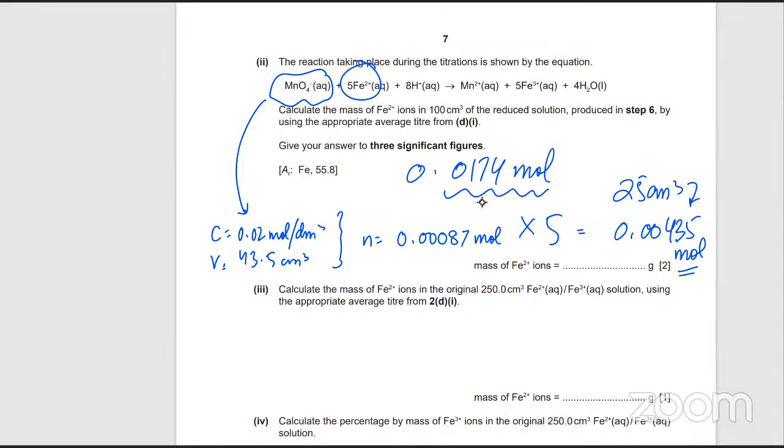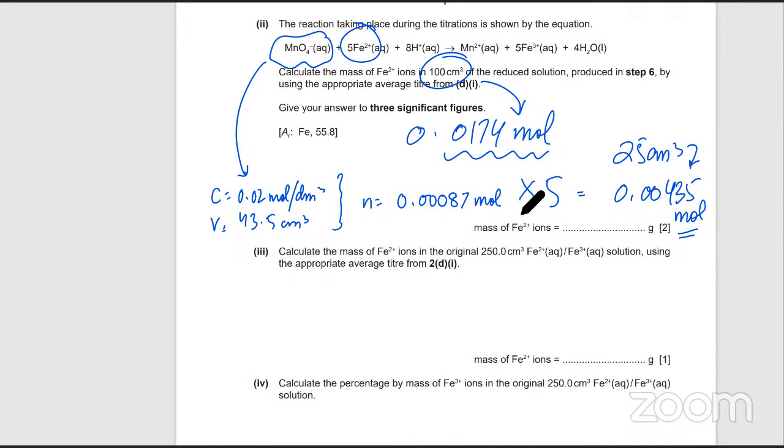So those are your moles of Fe2+ in the 100 cm³, right? Is that clear? Yes, sir. And now, calculate the mass of Fe2+. He asked for mass actually. Now moles to mass: Mr 55.8 is given here. So multiply by 55.8 so that we find the mass. How much mass are you getting?